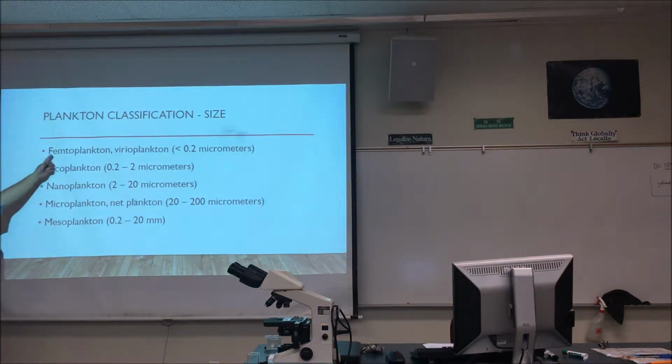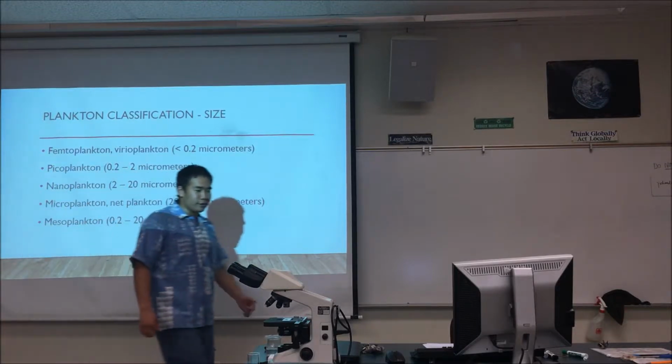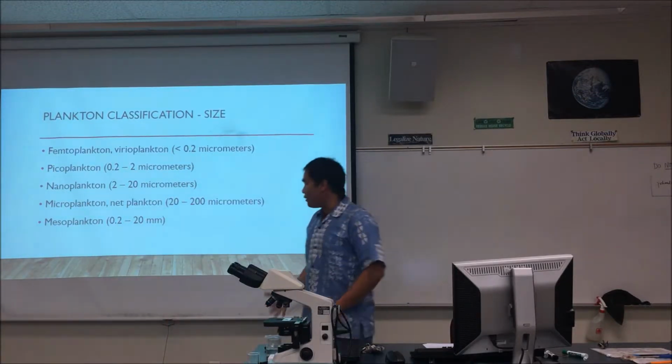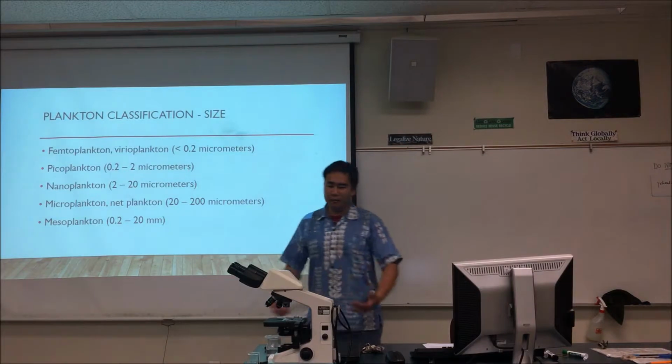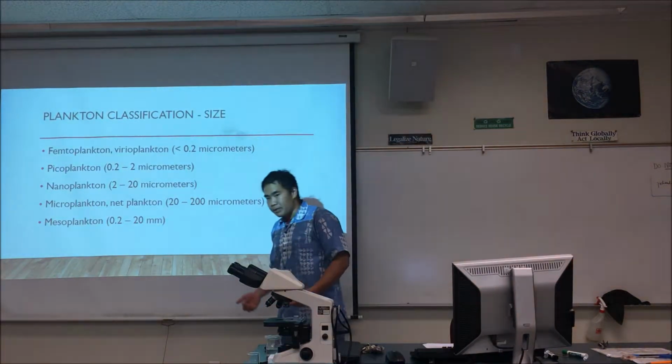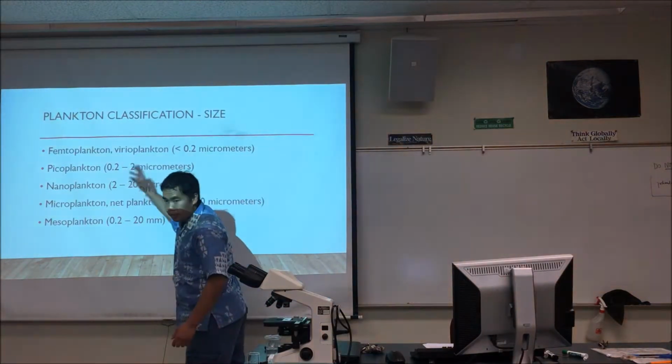Femto means one quadrillion, right? 10 to the negative 15. Pico means 10 to the negative 12, a trillion, right? Nano means a billion, micro means a million, and meso means middle, kind of like average. So these are the first five levels: femtoplankton, picoplankton, nanoplankton. We're going to see what types of organisms comprise each of these groups in a second.